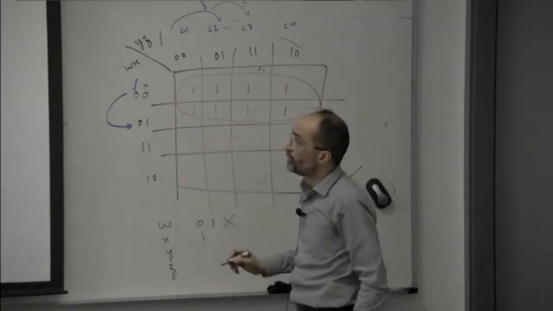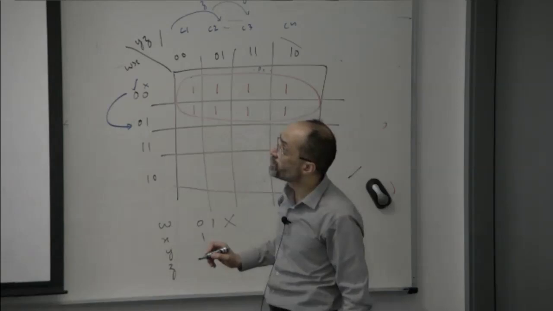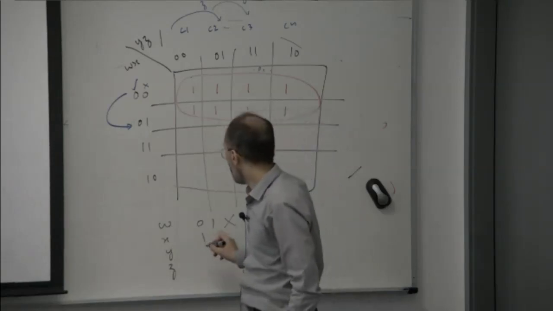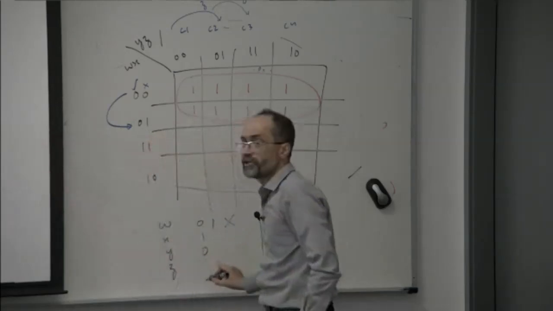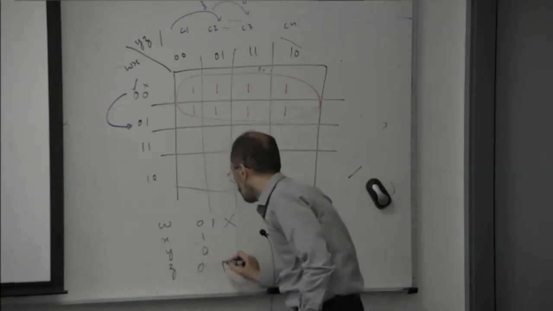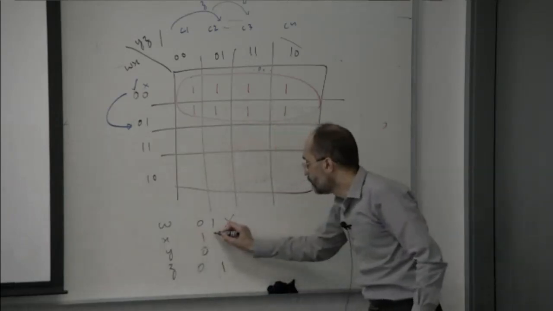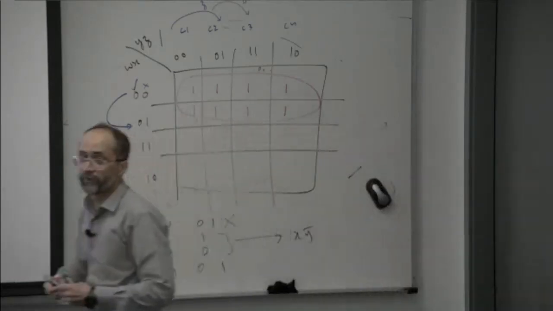Include. Which one? 0, 0. Y, yes. What about Y? So Y is 0, not changing. And what about Z? 1. What is the value of Y? X? X, Y bar. So what term? X, Y bar. Got it?